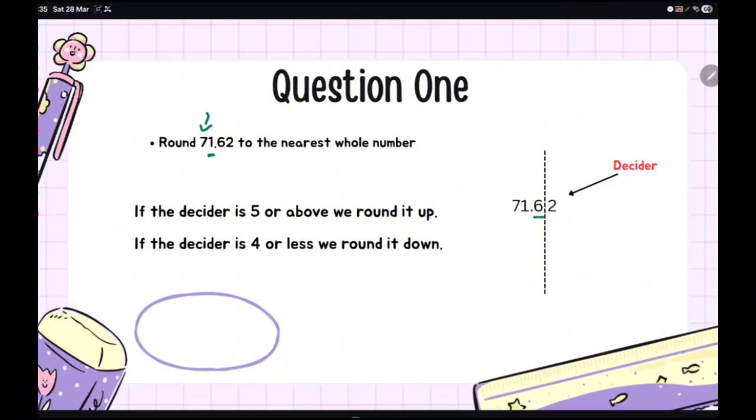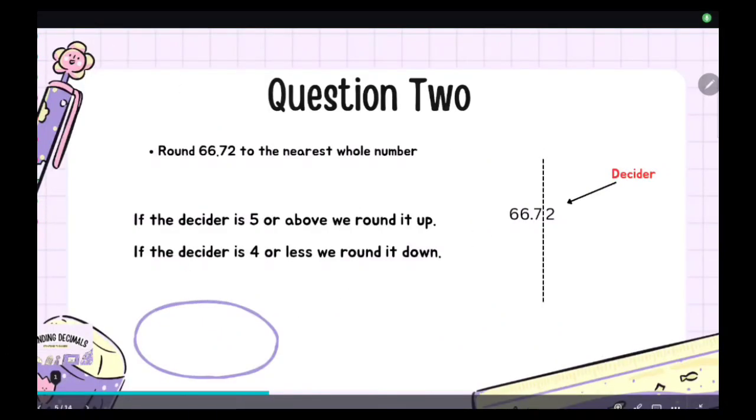Now again, our rule is if the decider is 5 or above, we round it up. And if the decider is 4 or less, we round it down. And 6 is 1 more than 5, which means we are rounding it up. So we round that 1 to a 2, making it 72. Now, instead of just writing 72.62, we are going to leave all of those behind and just write 72. We leave the remainders behind.